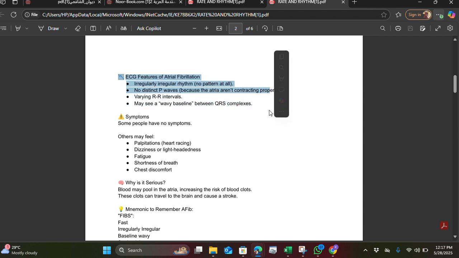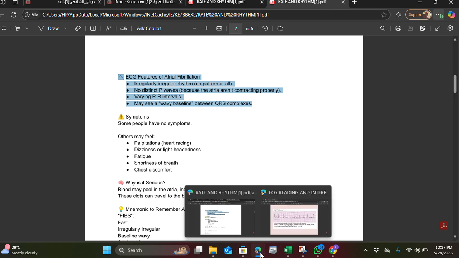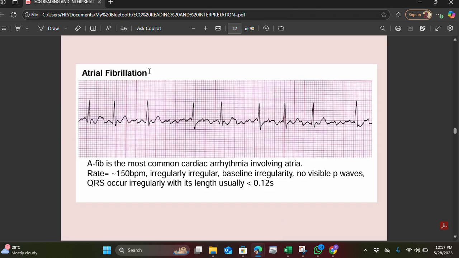It has a totally irregular rhythm, no pattern at all. There are no distinct P waves. The RR is chaotic and you usually see a wavy baseline. Now let's look at what I mean by atrial fibrillation. This is it. You can see that the RR interval is not consistent and there are also multiple P waves here. This kind of multiple P waves, we call it a wavy baseline.